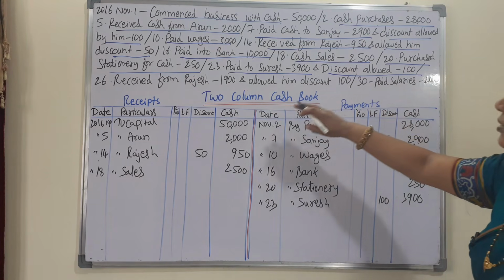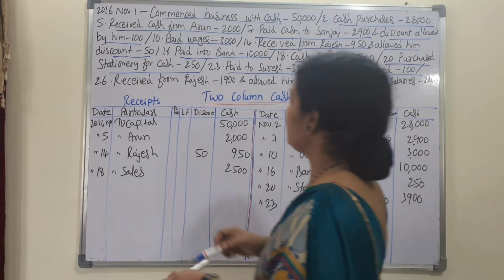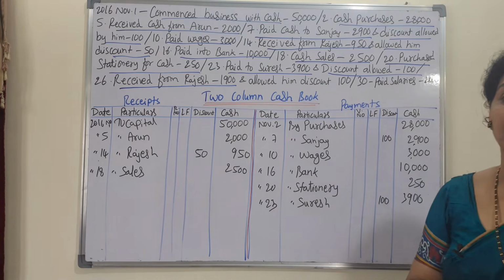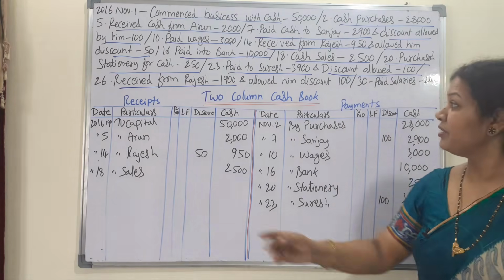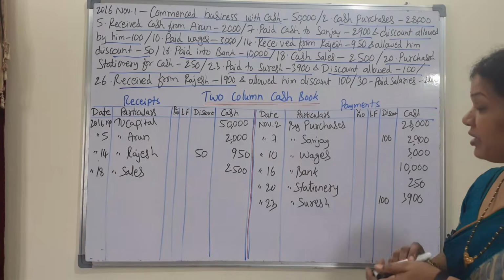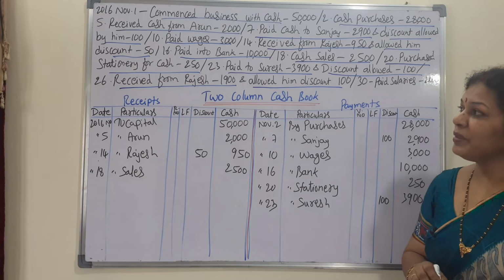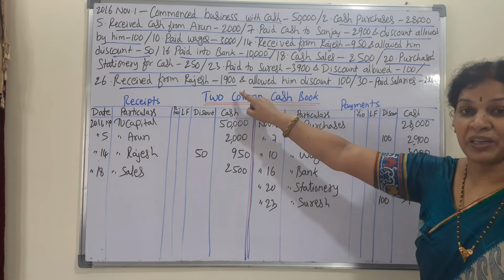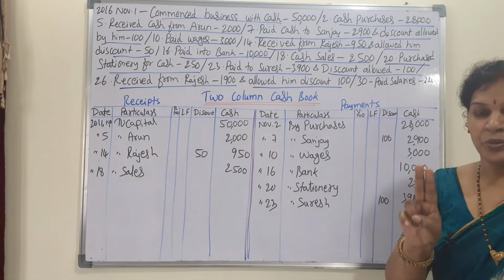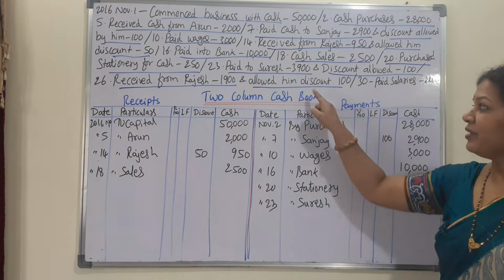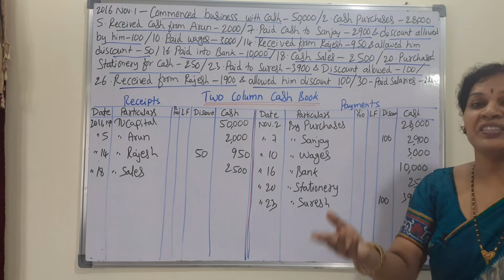Next, after that, received from Rajesh 1900. Received, so debit side. And I allowed him a discount here. Discount is also there. I allowed him a discount of 100 rupees. It means in fact I have to receive 2000 from Rajesh, but I am receiving 1900 only. What about this 100? Allowing discount.